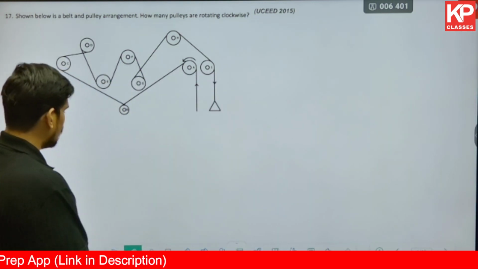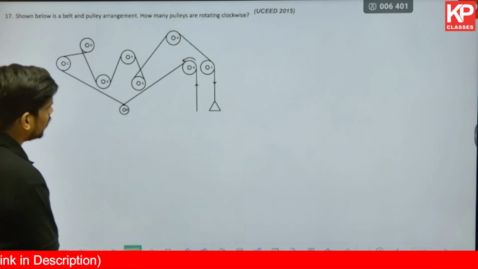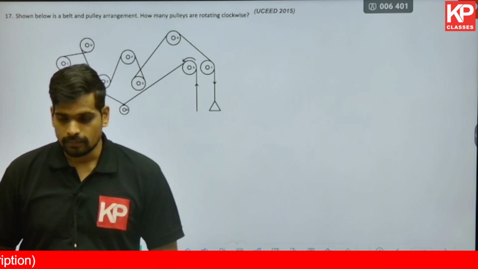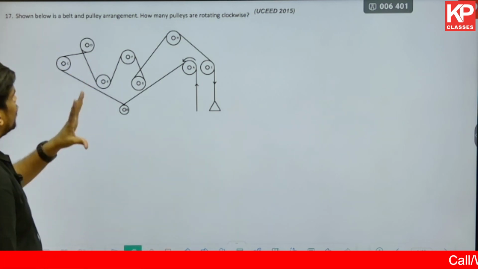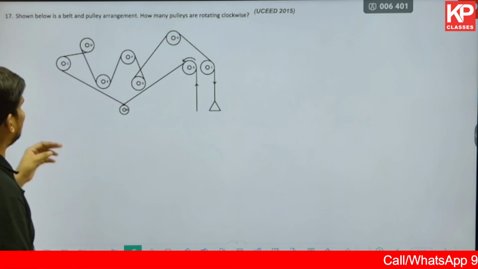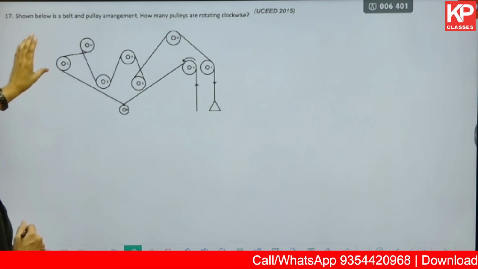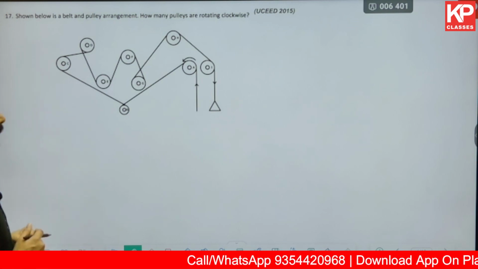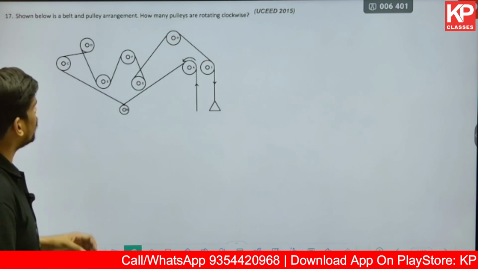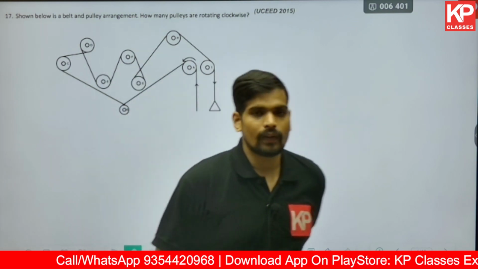Next question over here. This is also a past UCEED question again. This was asked in the year 2015, which also is related to probably the turn of the pulleys itself. Let us look into this question. This again is a numerical one, NAT question. Shown below is a belt and pulley arrangement. How many pulleys are rotating in the clockwise direction?